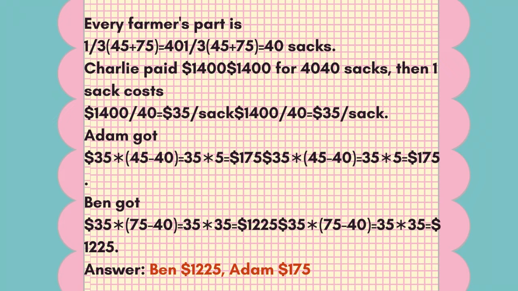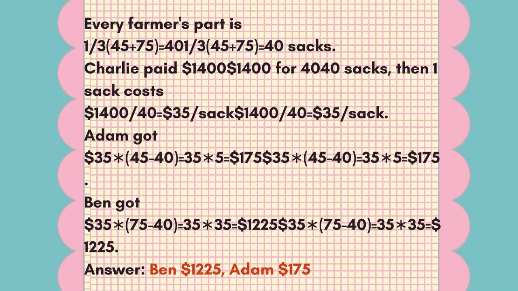Adam got $35 times (45 minus 40), which equals 35 times 5, which equals $175.